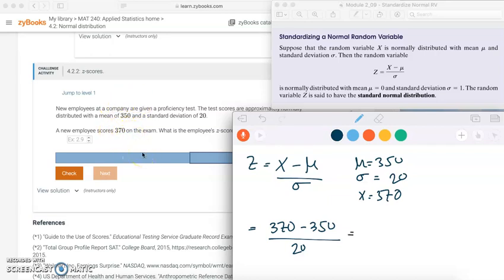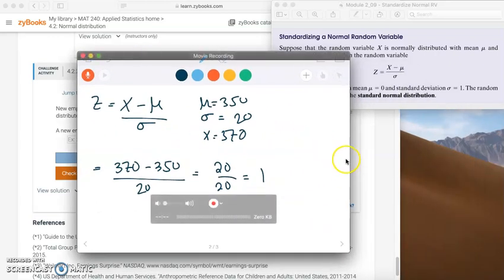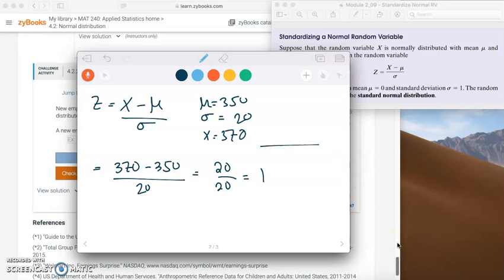All right, so we subtract that. We get 20 over 20, which equals 1. So that means, if we were to look at it here, let's make this a little bigger. There we go, a little better. That would be our mean, right, at 0. 1 would be up here, that's plus 1 standard deviation, right?